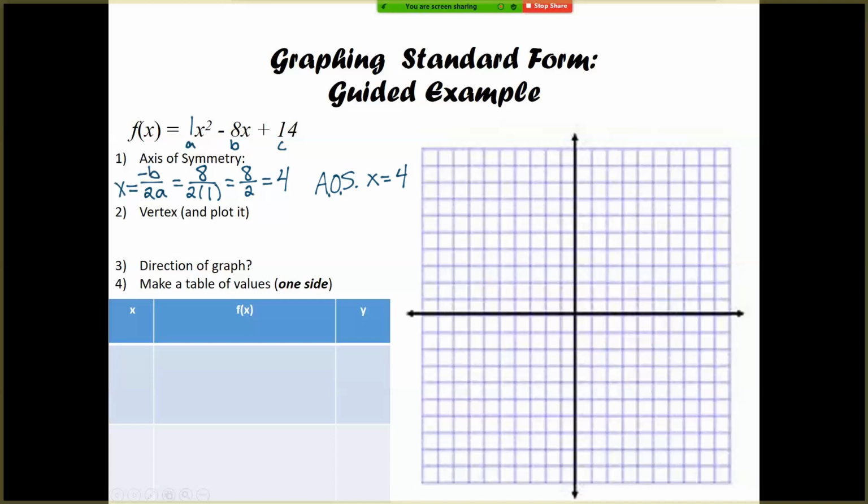To find the y coordinate, we're going to take that 4 and plug it back into the original for x. Remember, f of x is the same thing as y. So y equals 4 squared minus 8 times 4 plus 14. Again, if you have one of my fancy calculators, you can type this entire thing in the way it is written. Make sure you're using parentheses.